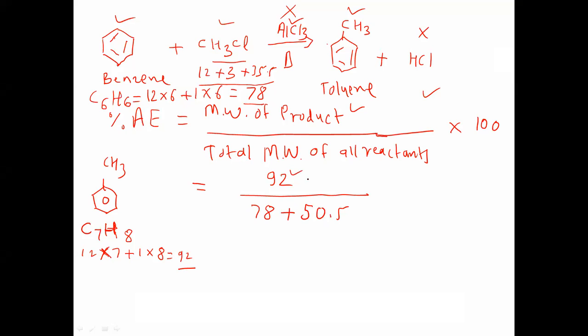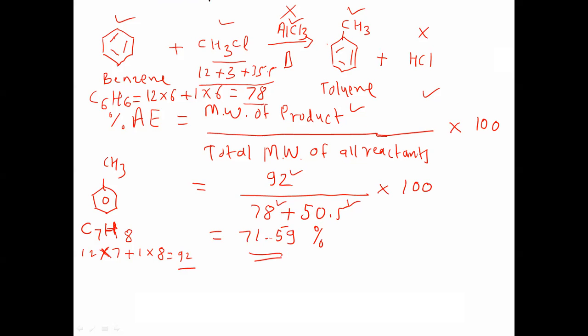So the product is toluene, molecular weight 92. Then 78 is benzene, the first reactant, and the second reactant is methyl chloride, with molecular weight 50.5, into 100. So it becomes 71.59, which is approximately 72%. So comparatively, we can say good atom economy. 71.59. So this is the way you should calculate atom economy.